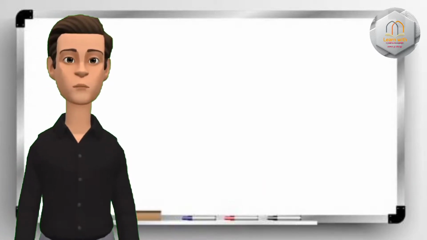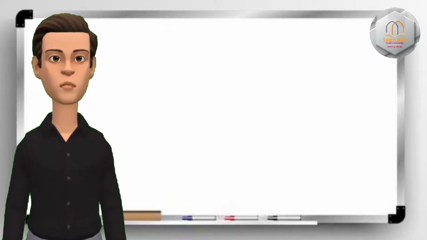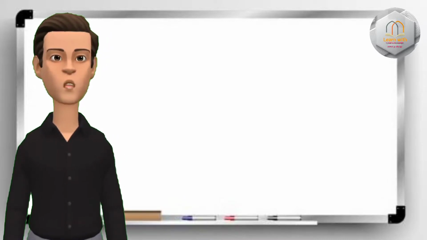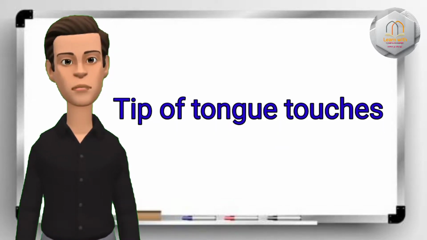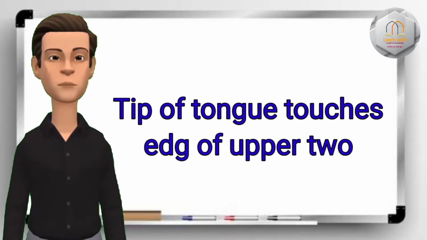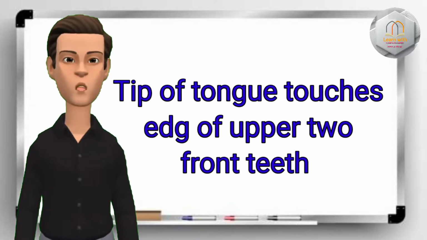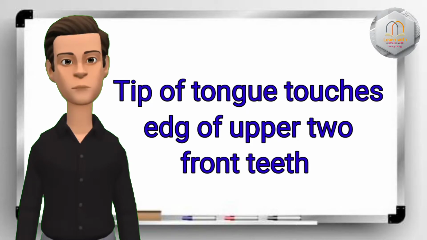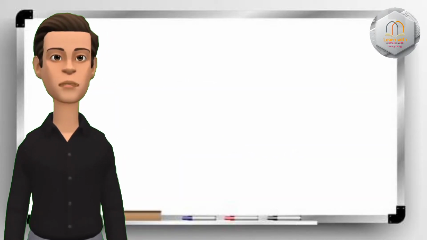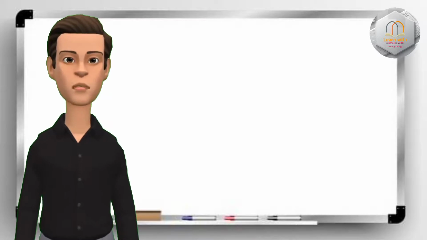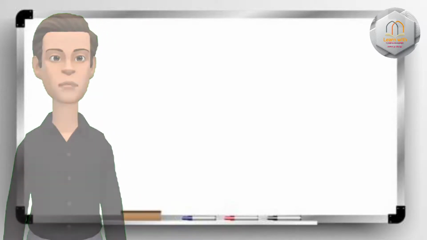Where does the letter tha come from? To pronounce tha, this is what will happen. The tip of the tongue touches the edge of the upper 2 front teeth. Again, the tip of the tongue touches the edge of the upper 2 front teeth. Now it's time for us to watch a 2D and 3D display of the pronunciation of tha.